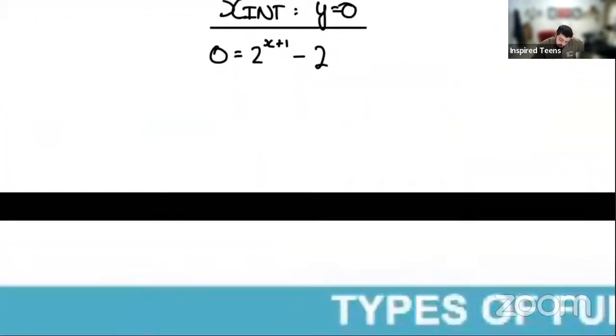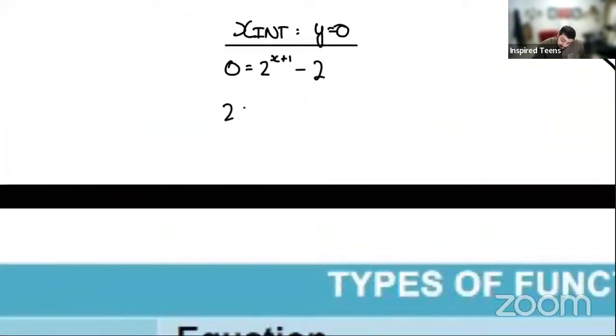Yeah, so we take the 2 over. 2 is equal to 2 to the power of x plus 1. Remember, this is 2 to the power of 1. When your bases are the same, you can drop them, and you're left with 1 is equal to x plus 1. Okay. And then you solve for x, you get 0.